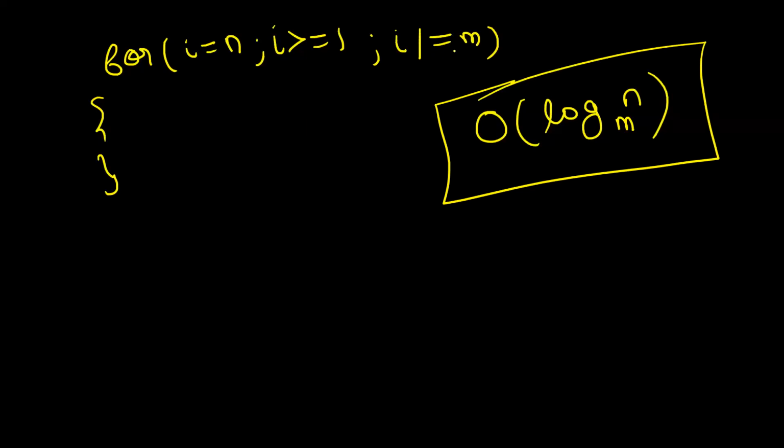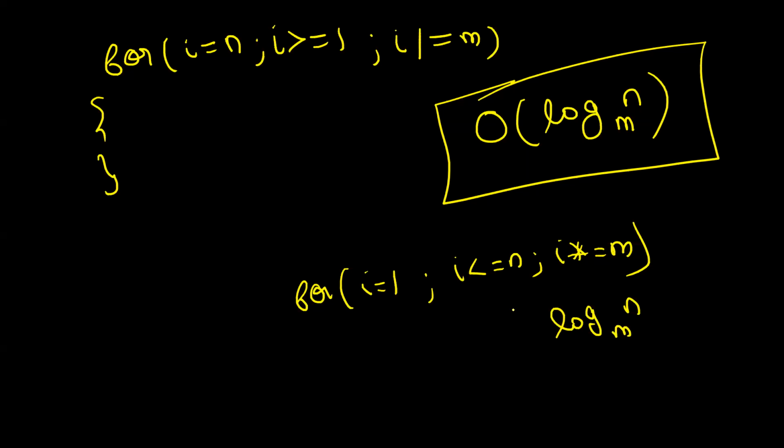So if you are dividing by m, or multiplying every time by m, let's say i starts at 1, goes up till n, and every time you multiply by m, then this is also big O of log n to the base m. So if you are multiplying by m, or dividing something by m every time, it is big O of log n to the base m. You don't have to memorize, to be very honest, but you should have a little bit of understanding of maths.